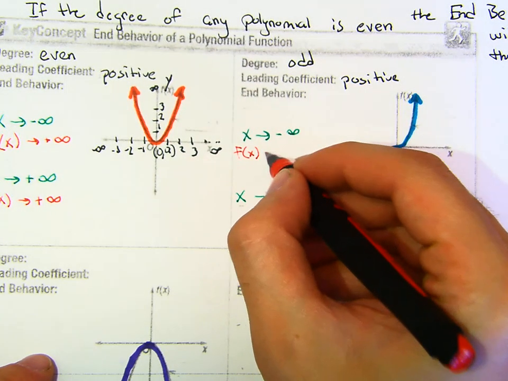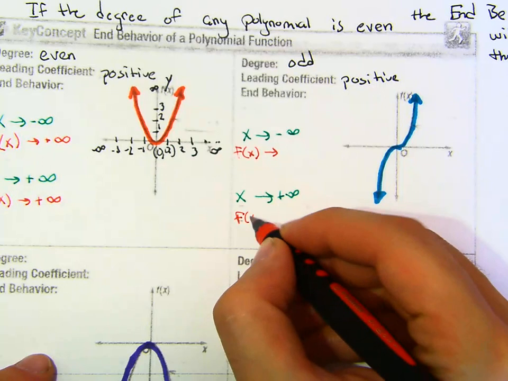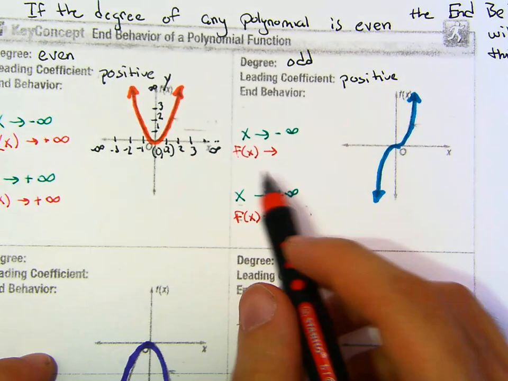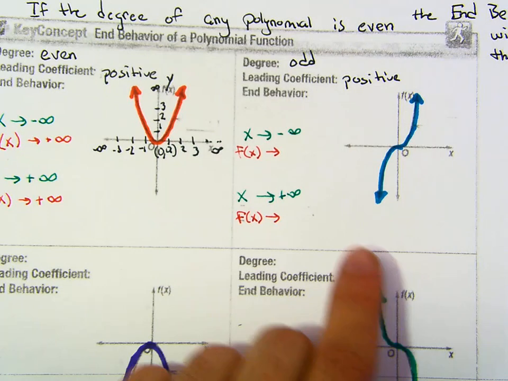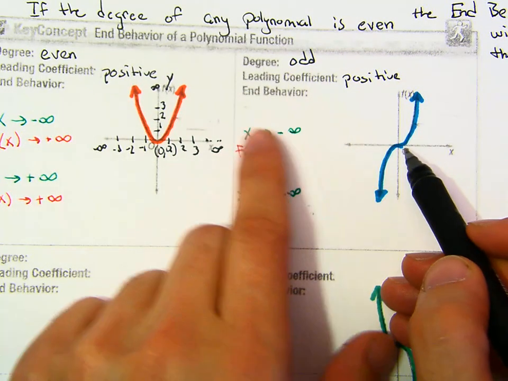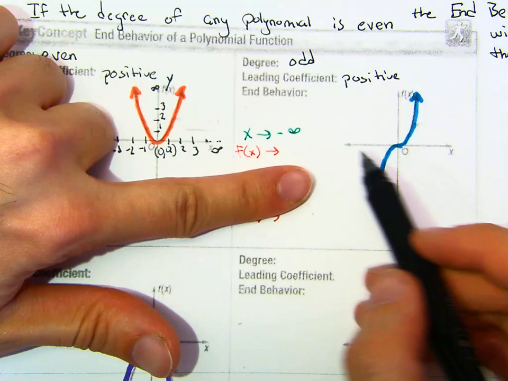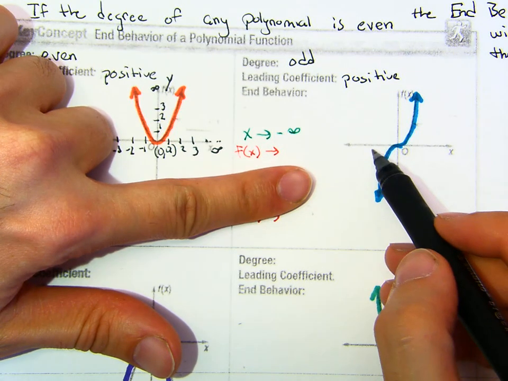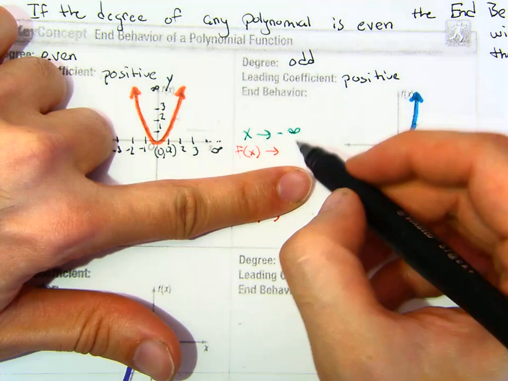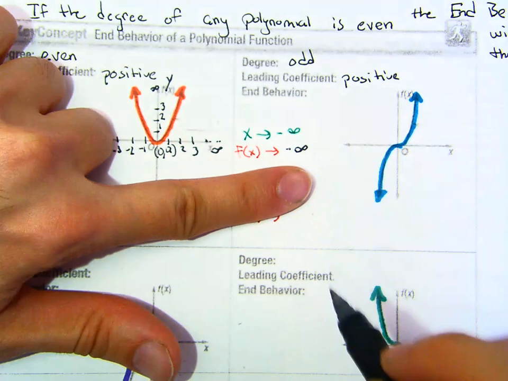Okay, so here I want you to pause the video and try and figure this out right now. Where does f of x go? All right, let's take a look. As x is going to negative infinity, as I'm going this way, am I going up or down? I'm going down. So this is negative infinity.